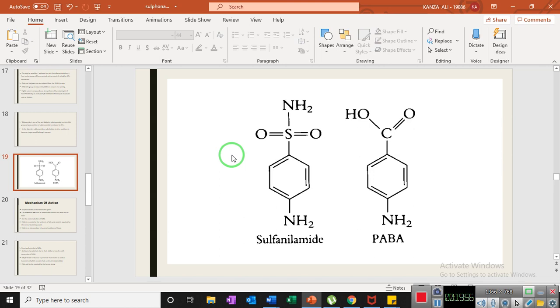Hence, this mechanism is termed competitive inhibition, and the drug, the compound, is termed an antimetabolite. So the sulfonamide or its derivatives are competitive inhibitors of PABA. They are antimetabolites. They have bacteriostatic activity.